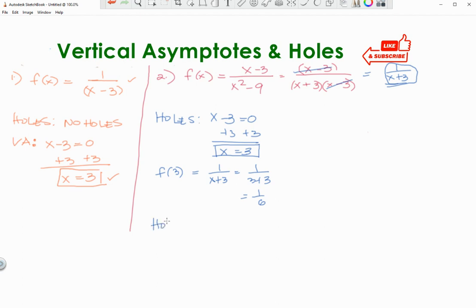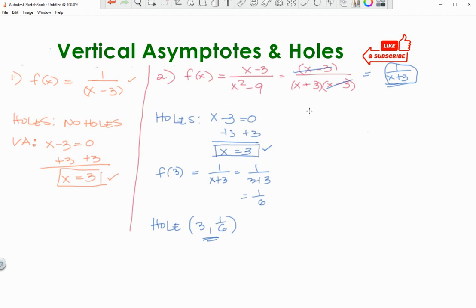So therefore your hole is located at 3 comma 1/6. Oh, that's not really 1/6. That's 1/3, but I need to put 6 here. So this is the actual point of the hole. There's only one. But if they would just want the value for x, then you can just stop there.